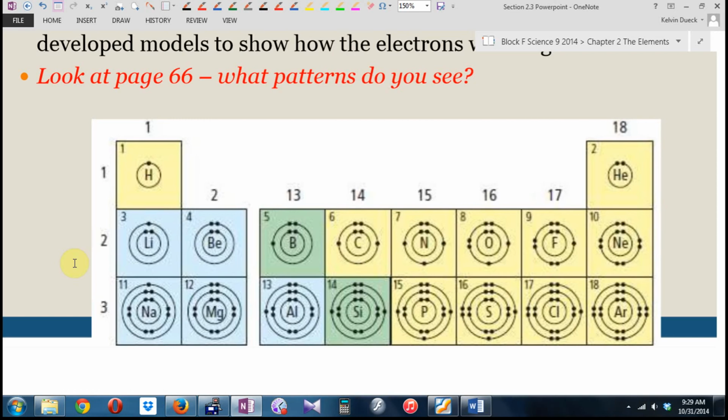So if you see, here's element number 6. What is element number 6? Carbon. Carbon has a total of 1, 2, 3, 4, 5, 6 electrons. 2 in the inner shell, 4 in the outer shell. Hey, keep going.